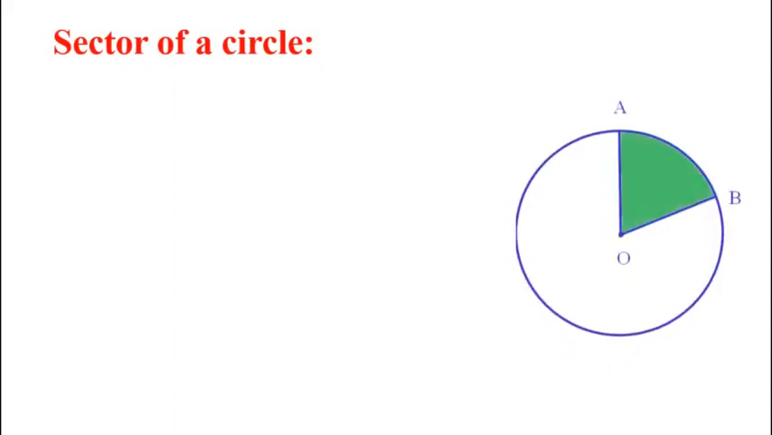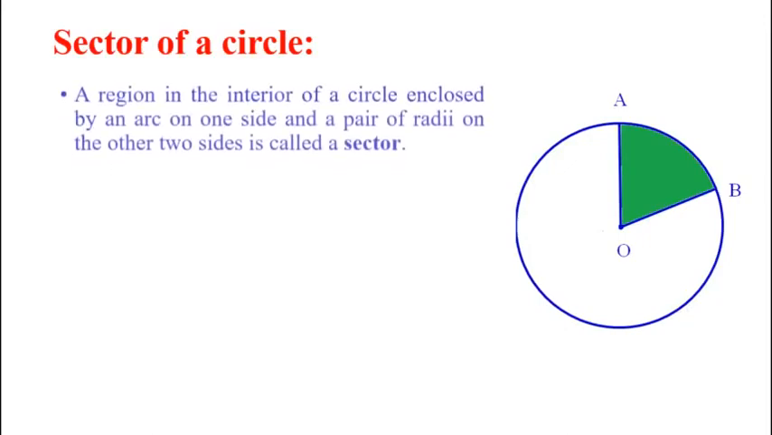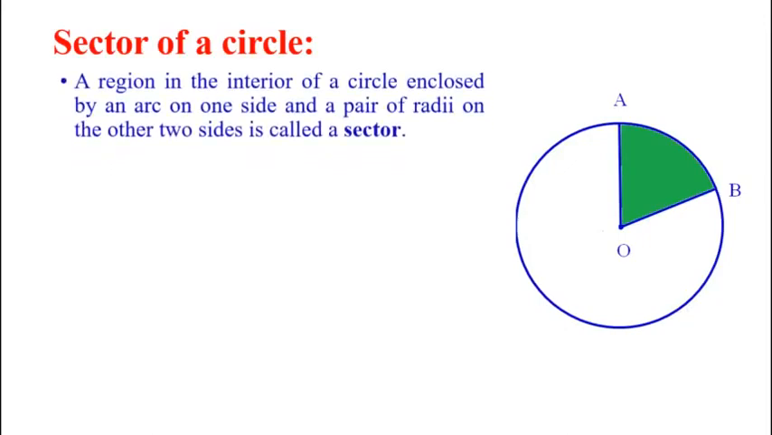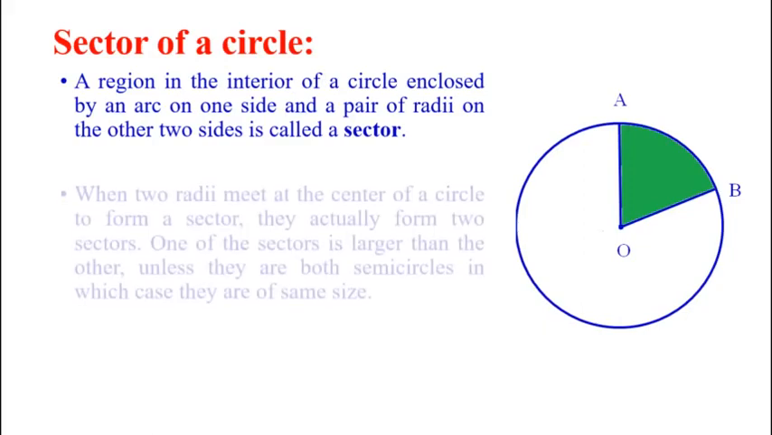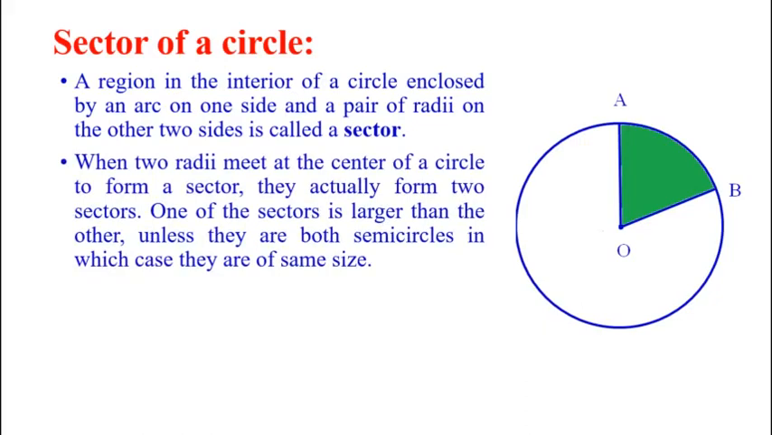Then what do you mean by sector of a circle? A region in the interior of a circle enclosed by an arc on one side and a pair of radii on the other 2 sides is called a sector. Here in this figure, a sector is shown. When 2 radii meet at the center of a circle to form a sector, they actually form 2 sectors. One of the sectors is larger than the other unless they are both semicircles, in which case they are of the same size.